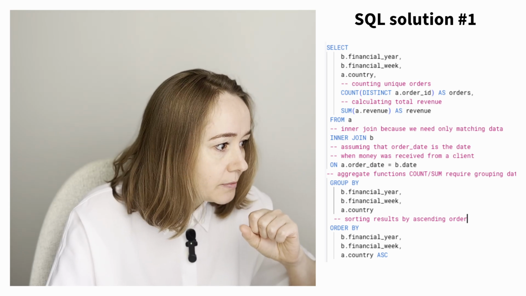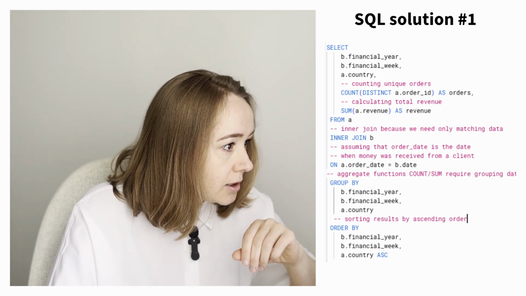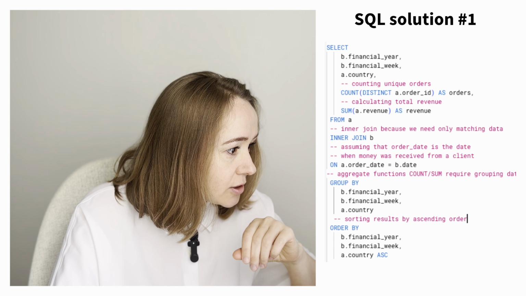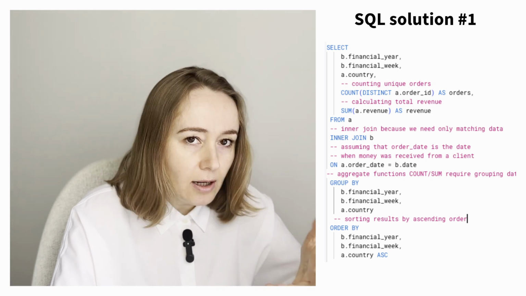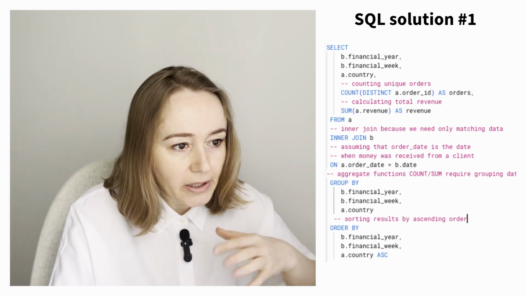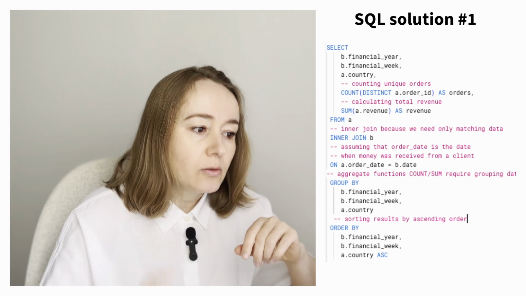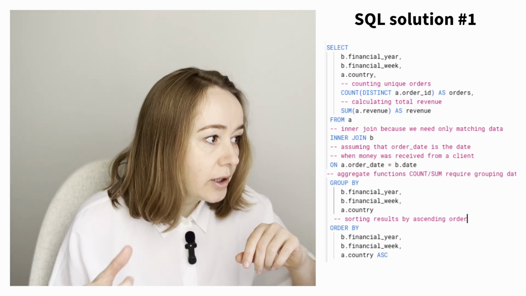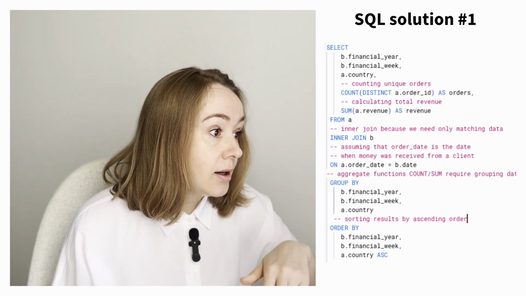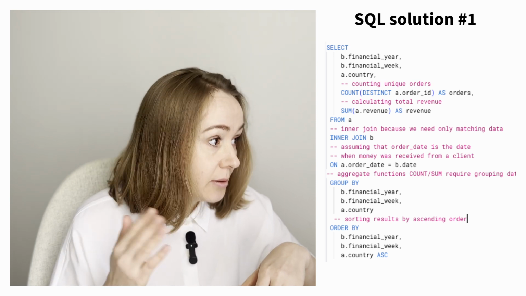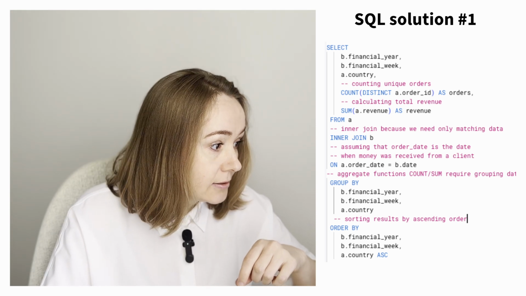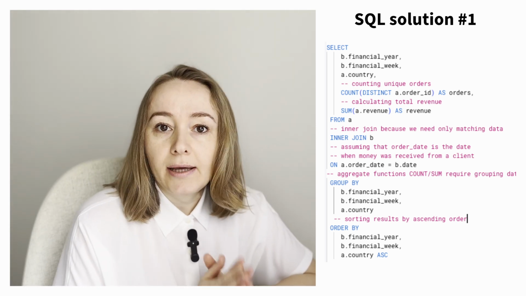Okay, let's continue. So now we joined the tables, and what we want to do next is group the information. Because we are using aggregate functions like count and sum, we need to group the results by the dimensions they had in the question. So we group by financial year, financial week, and country. And then this is also a part of the question: we are sorting in ascending order by financial year, financial week, and country, and then we add ASC at the end. And that was the solution that I came up with.